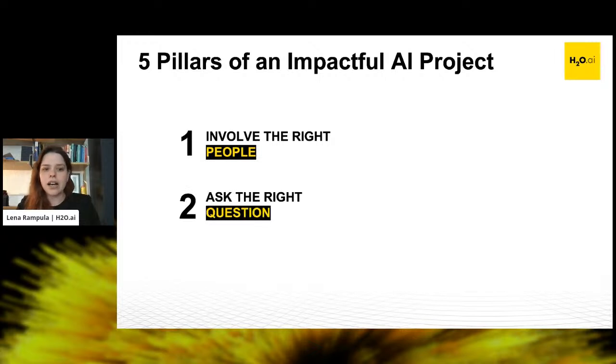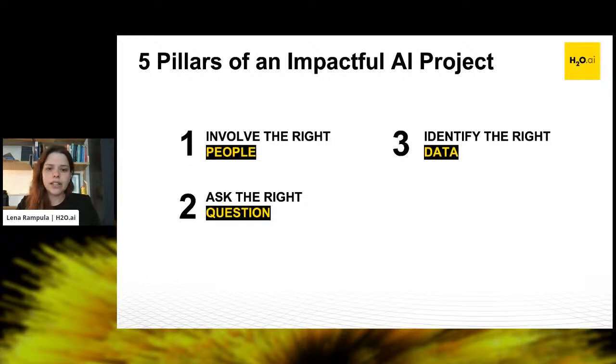The second one is ask the right question. So AI is all about what are you trying to find, to answer, predict, and we would talk about what type of questions AI can actually answer and what type of questions will bring you the most value.